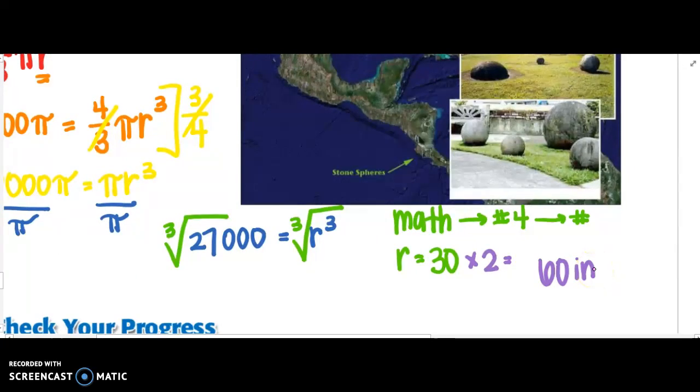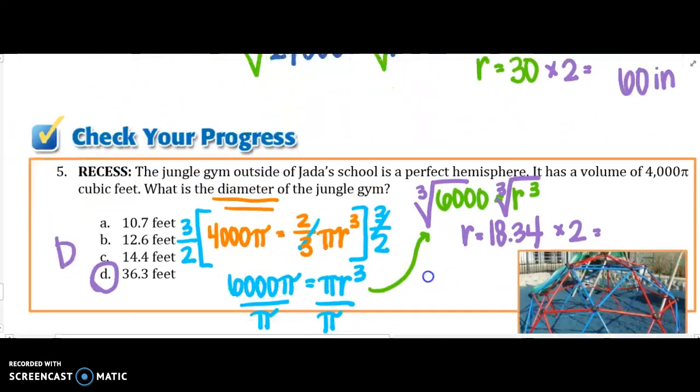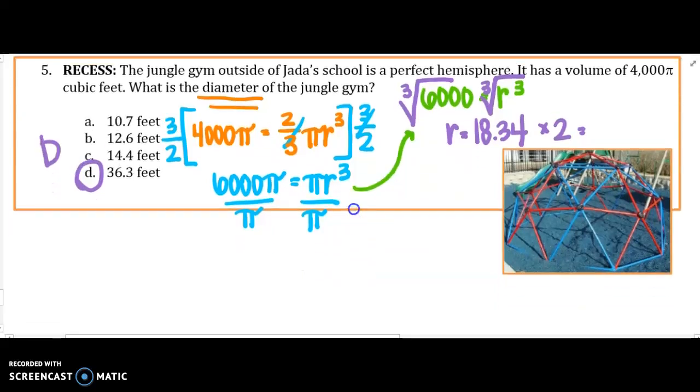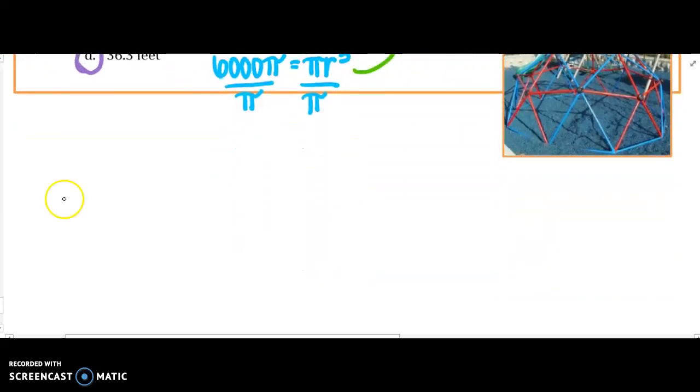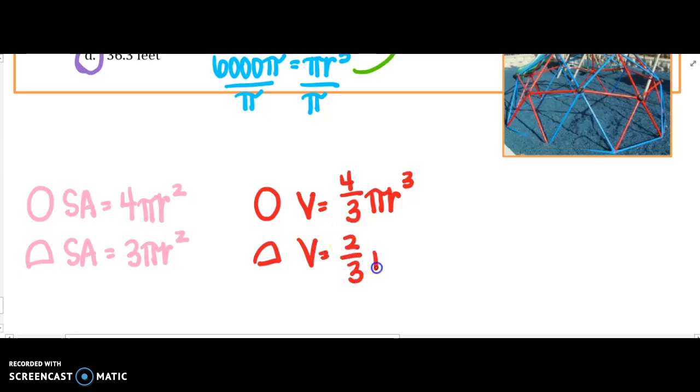All right, go ahead and stop this video and try your hemisphere. Check the progress. Here you go. And last but not least, we have a couple formulas of surface area. The surface area of a sphere is 4 pi r squared. Surface area of our hemisphere is 3 pi r squared. You can't forget that base. Sphere's volume is 4/3 pi r cubed. Don't forget that. And hemisphere's volume is 2/3 pi r cubed.